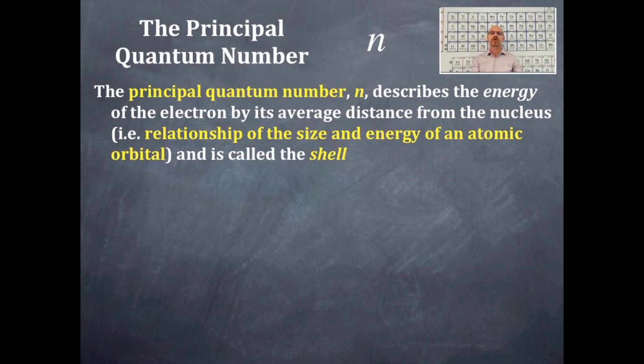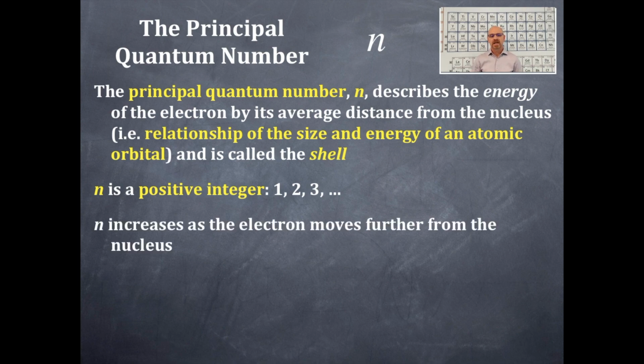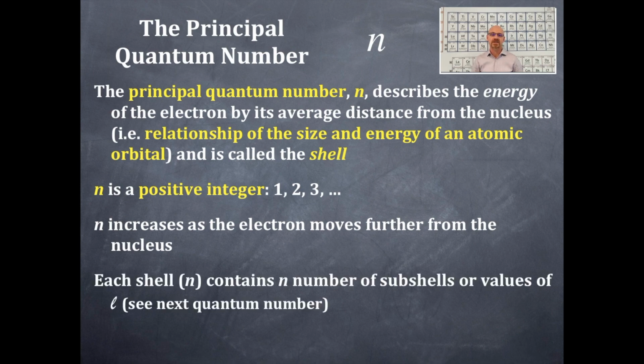The principal quantum number N describes the energy of the electron as its average distance from the nucleus. It's a relationship between the size and energy of an atomic orbital. It is called the shell. Okay? N is positive whole integers. That is 1, 2, 3, 4, 5, 6, 7, 8, all the way up to infinity. N increases as the electron moves farther from the nucleus.